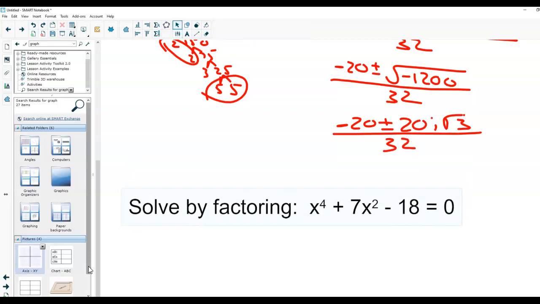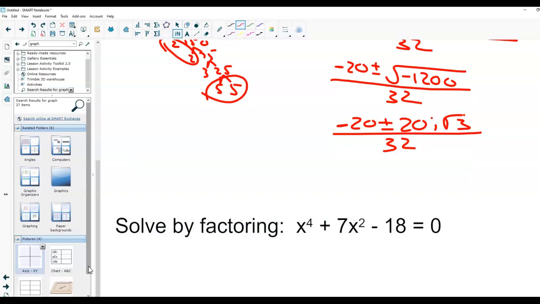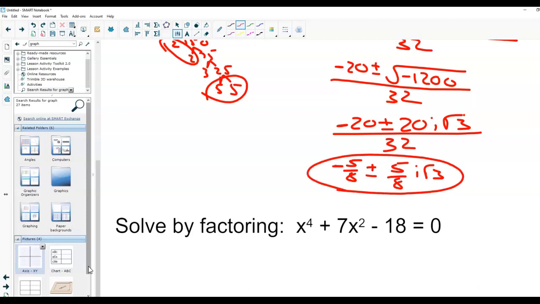And then if you can divide it, you can. You try and simplify. 20 over 32 reduces to negative 5/8 plus or minus 5/8 i root 3. That's your answer. Chances are on the test, the number will be a little bit smaller for you to work with. Okay, in fact, I can pretty much guarantee you that.